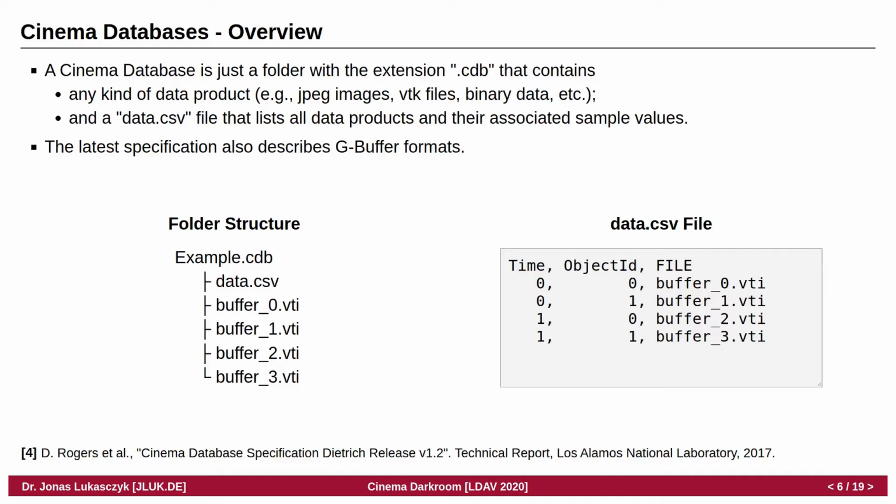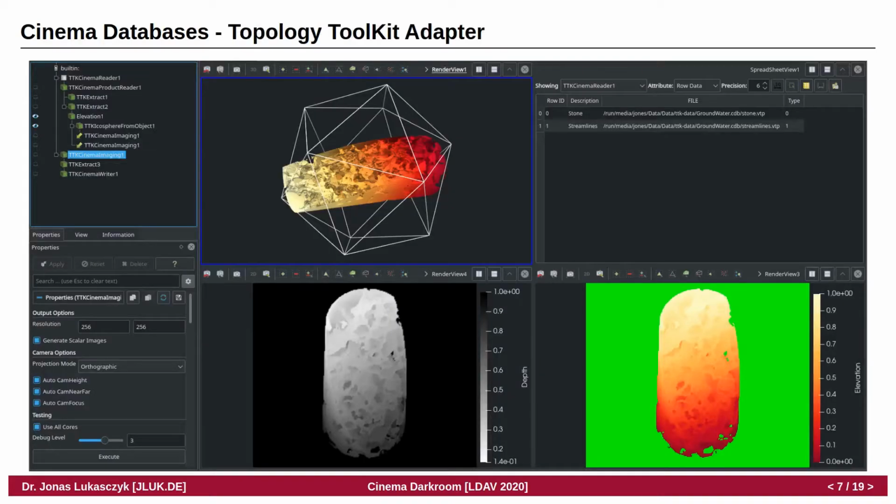For example, if you want the user to be able to rotate the camera, then you need to store geometry buffers for different camera angles and record for each buffer the corresponding camera angle in the CSV file. Any intelligent cinema explorer will understand this and then allow you to rotate the camera with your mouse.